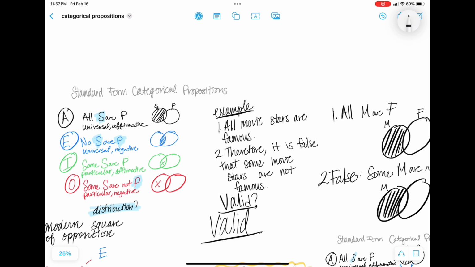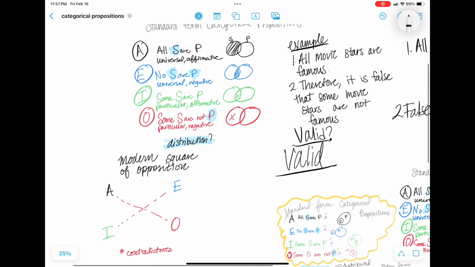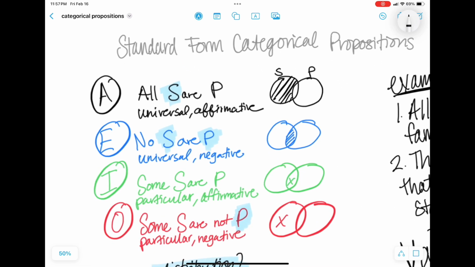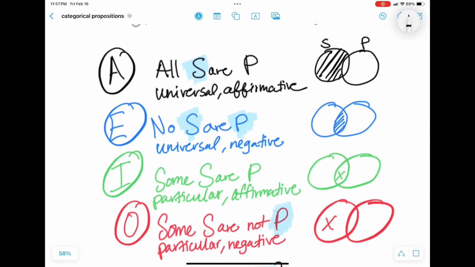That's because we have an A claim and a corresponding O claim, which are contradictory. So since the A claim is true, the O claim, which would say that some movie stars are not famous, has to be false since the A claim is true. And if you substitute in anything for those claims, then the same is going to hold.